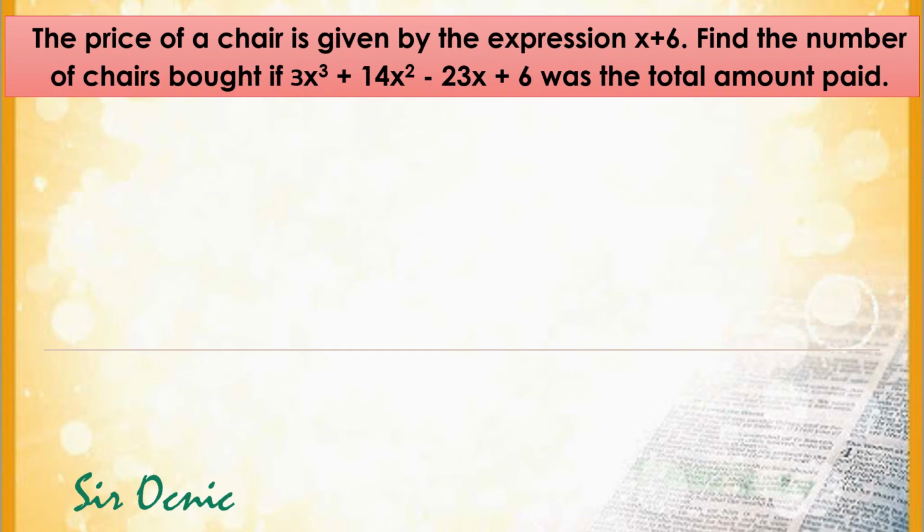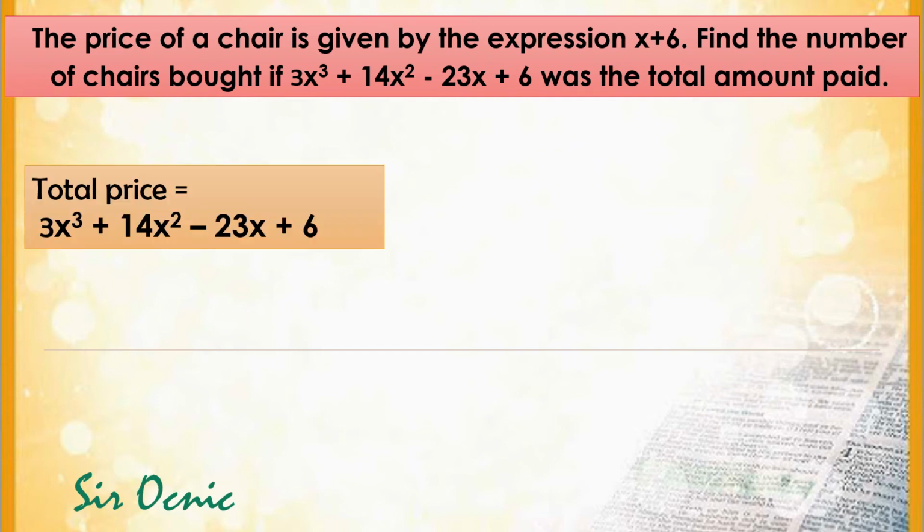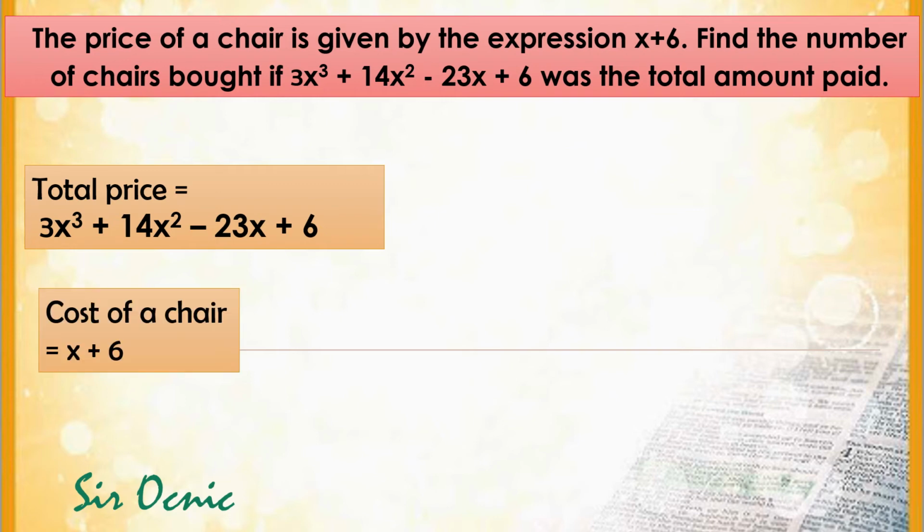The price of a share is given by the expression x plus 6. Find the number of shares bought if 3x cubed plus 14x squared minus 23x plus 6 was the total amount paid. The total price of the share is 3x cubed plus 14x squared minus 23x plus 6. The cost of a share is equal to x plus 6.